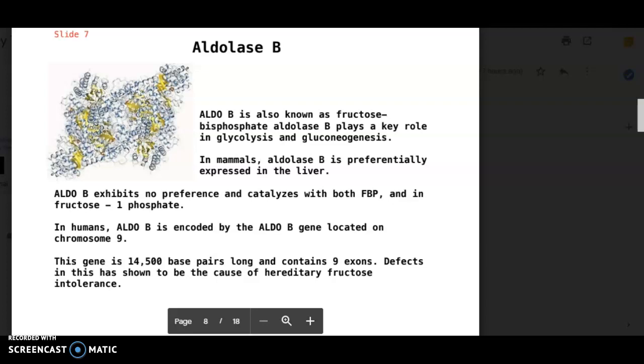Slight differences in isozyme structure result in different activities for the two substrate molecules, FBP and fructose 1-phosphate. Aldolase B exhibits no preference and thus catalyzes both reactions, while aldolase A and C prefer FBP. In humans, aldolase B is encoded by the ALDOB gene located on chromosome 9. The gene is 14,500 base pairs long and contains 9 exons. Defects in this gene have been identified as a cause of hereditary fructose intolerance.